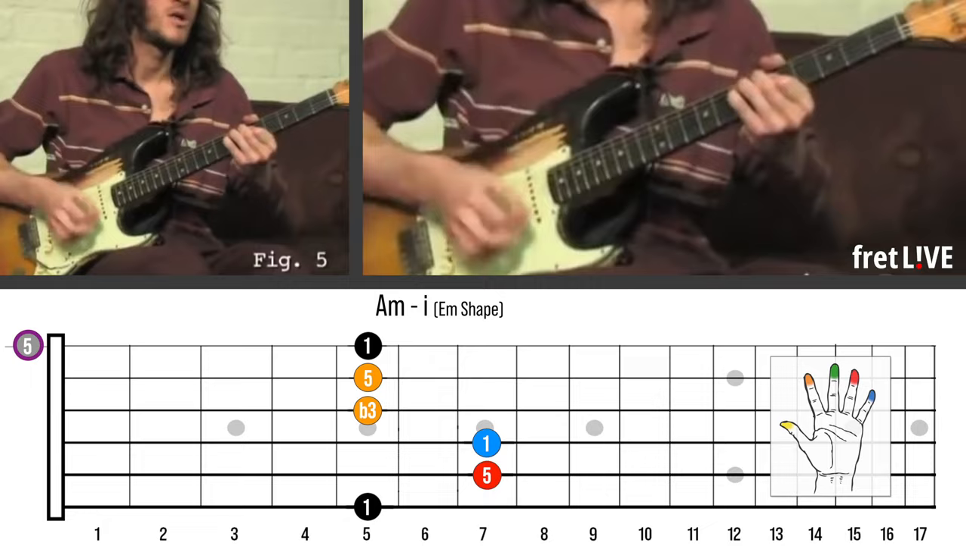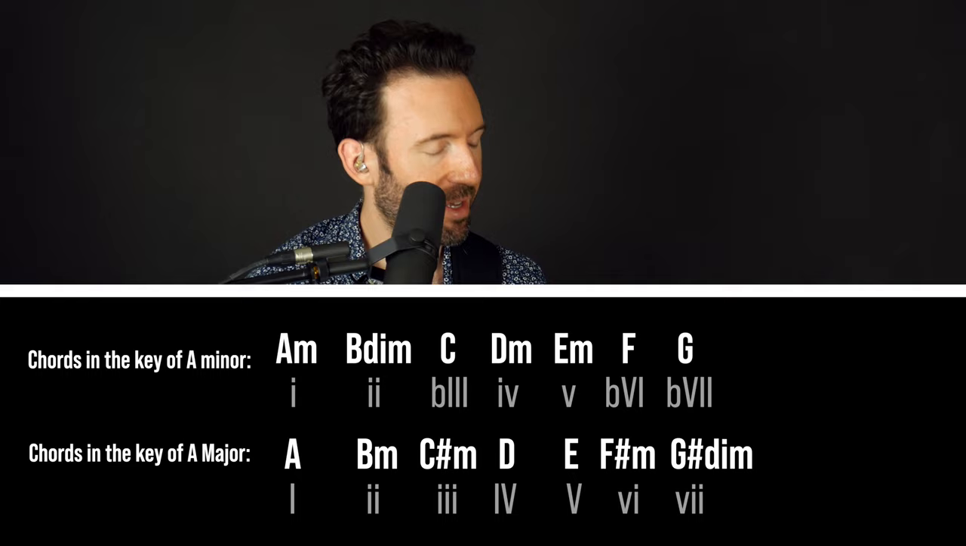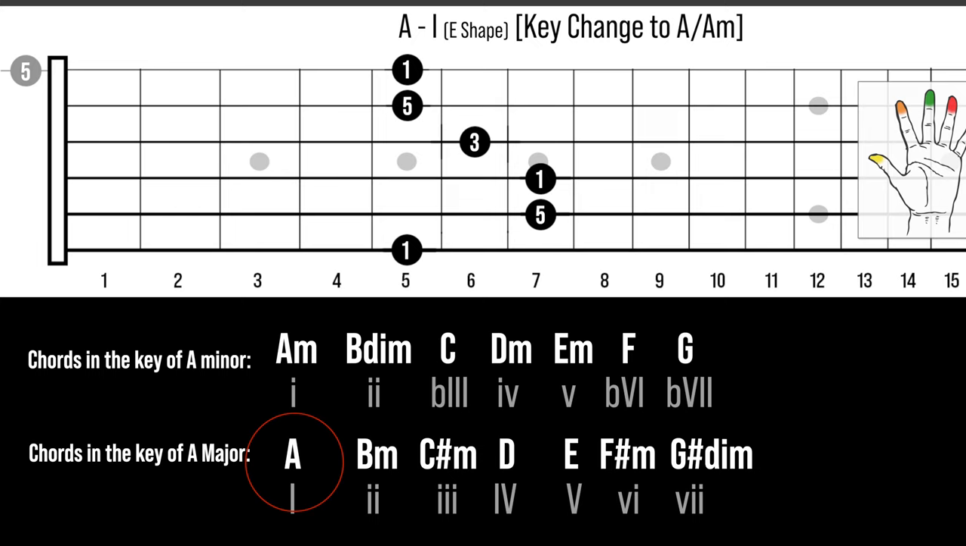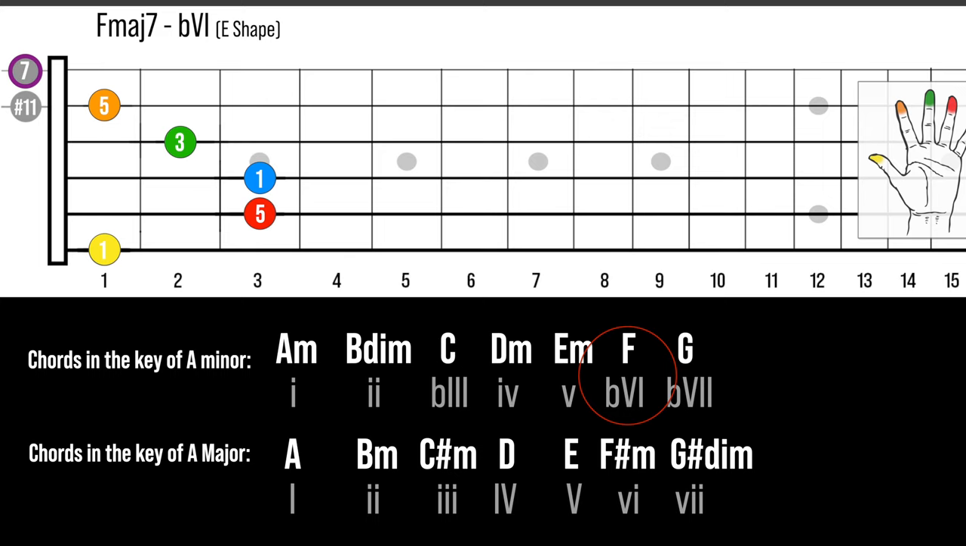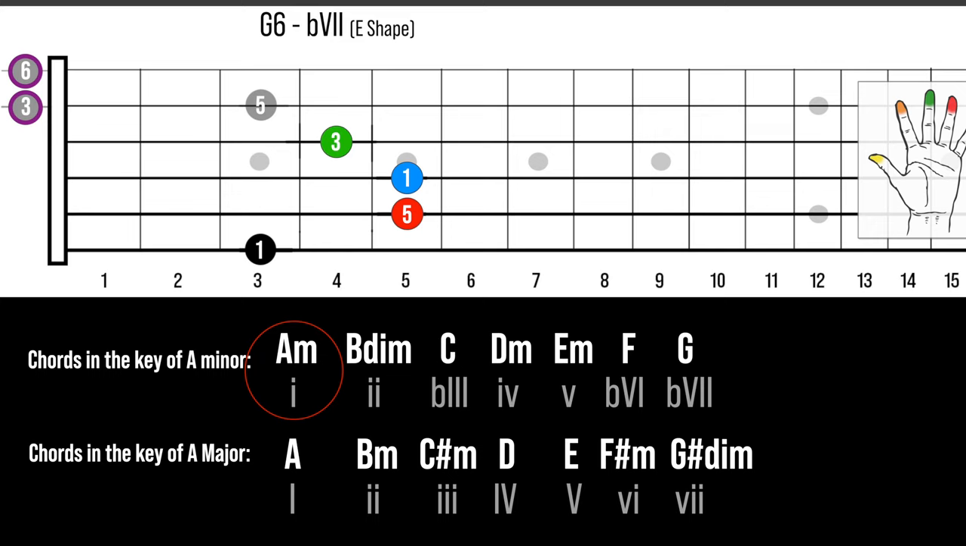All right, so for this part now, we are moving again to parallel modes, A major, A minor. Is it A major? Is it A minor? So the progression starts with an A major, but then once it goes to the A minor, the rest of the chords are in the key of A minor. So it starts with the major one chord, A, to the minor one chord, A minor, to the major flat 7, G, to the major flat 6, F.